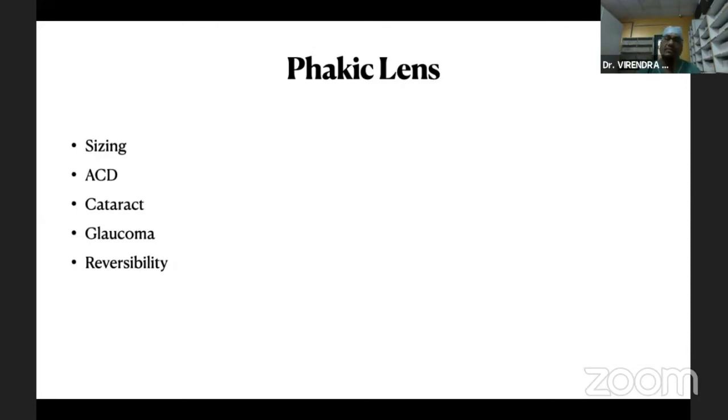The advantage of phakic lens is that it is almost fully reversible, because you implant and you remove, and the same refractive error will come back. But we are not very sure how the sizing of the eye will change. It is difficult to measure actual white to white. If you are not able to measure actual white to white, then the ICL will be undersized or oversized, and both are a big problem. So that is the issue.